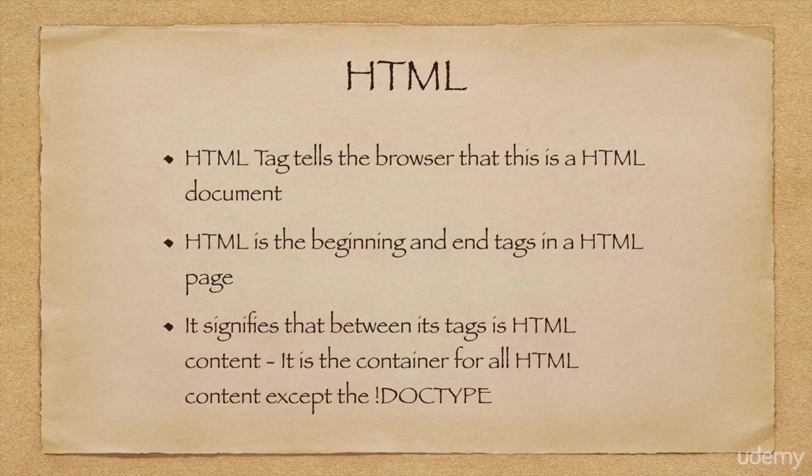HTML is the beginning and the end tag in a HTML page. So after the doc type, the first thing will always be HTML, and that designates the beginning of the HTML page. And then the closing HTML tag is the end, and everything in between those two, the browser knows what it's going to pass as HTML. It signifies that between its tags is HTML content. It is the container for all HTML content except the doc type. And as I say, we've already talked about this.